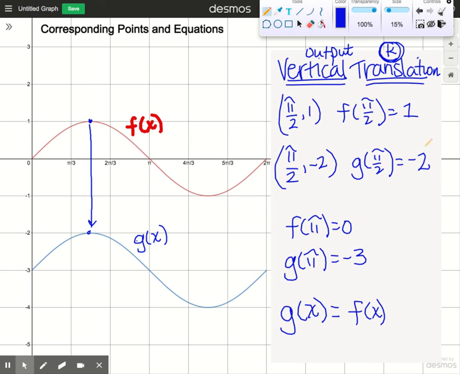We can see here going from 1 to negative 2 means we subtracted 3. Going from 0 to negative 3 also means we subtracted 3. Since we subtracted 3 from the outputs, and the inputs were the same, so we compared the outputs, g of x equals f of x minus 3.